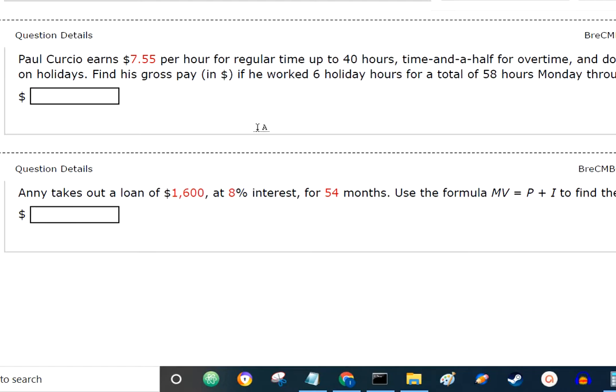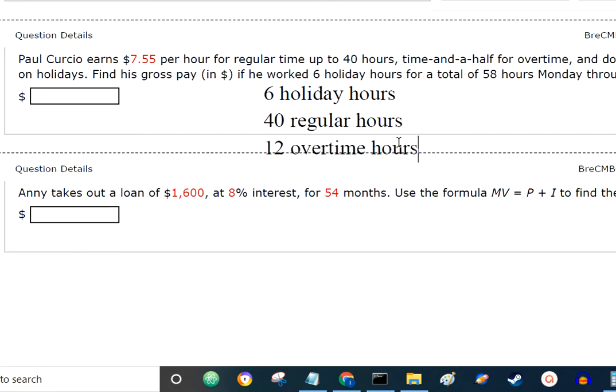Question 8, Paul earns $7.55 per hour for regular time. That means up to 40 hours. Paul gets time and a half for overtime. Paul gets double time for working on holidays. So we're supposed to find out how much money they make if they work 58 hours. So 6 hours were holiday. Here, there's 6 holiday hours. There's 40 regular hours. So if you take 58, subtracted by 40, subtracted by 6, that means there's 12 hours that are overtime.